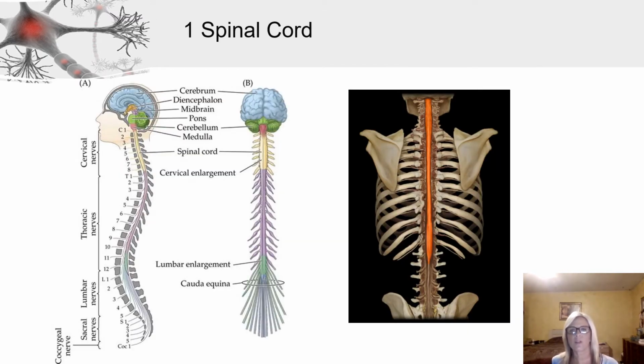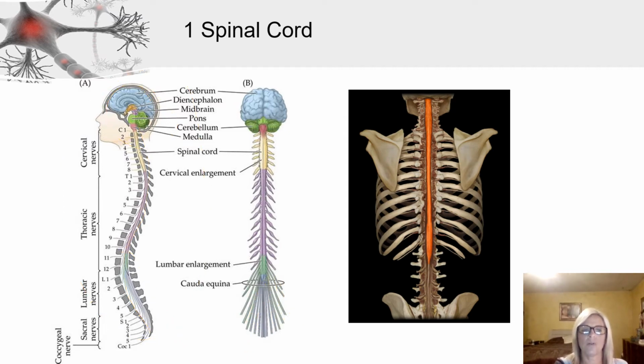So in lecture, we look at the divisions of the nervous system, the central nervous system, and here we are beginning with the central nervous system. We are looking at the spinal cord. So over here on the left, you can see how it relates to the vertebrae. So we're looking at the brain here, and then the spinal cord as it goes down through to the cauda equina, which means horse's tail, and you can kind of see this looks like a horse's tail here at the end. These are all nerves here, all right?